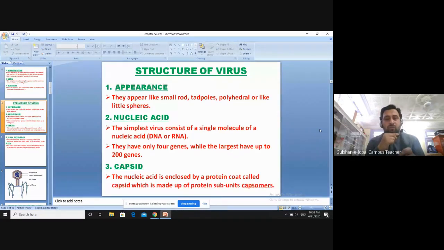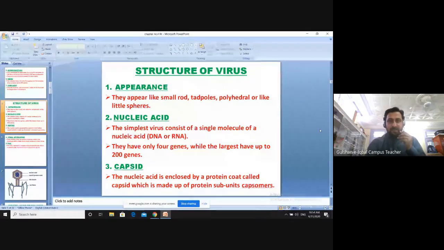Then we come to the capsid. Capsid is the protein coat in which the nucleic acid is surrounded. The nucleic acid is present in the center, and around it we have a protein coat. That protein coat is known as capsid, and the capsid is made up of protein subunits, smaller units of protein. Those small units of proteins are known as capsomers.